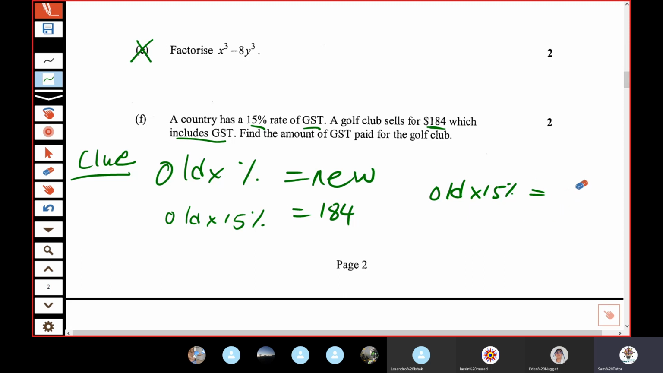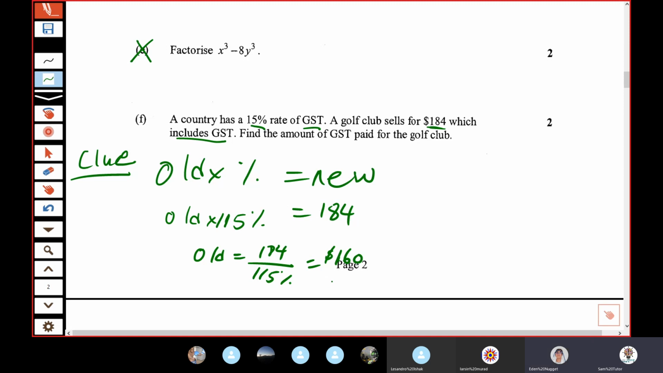Once you understand that, you understand that the percentage needs to be different. What should the percentage be if it's an increase? That's all. And then, of course, you do what you said, Eden. You are going to divide 184 over 115% should give you $160. Does that make sense? It's an increase of 15%, it's 115.